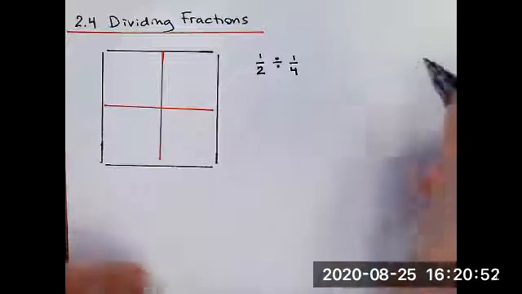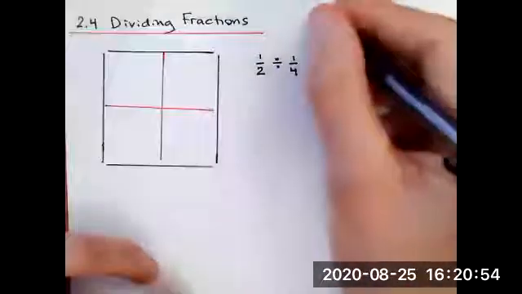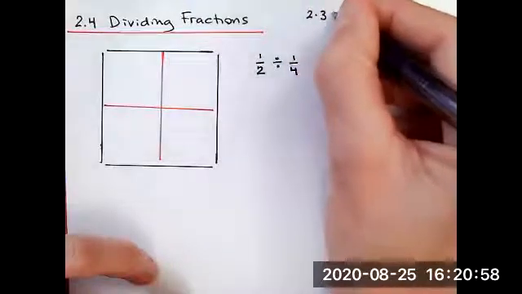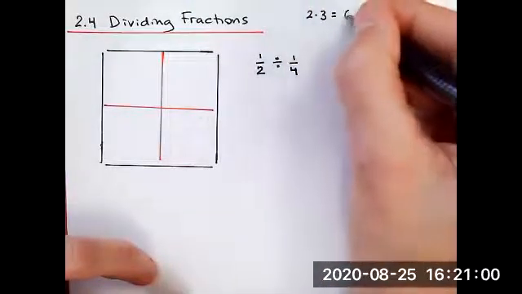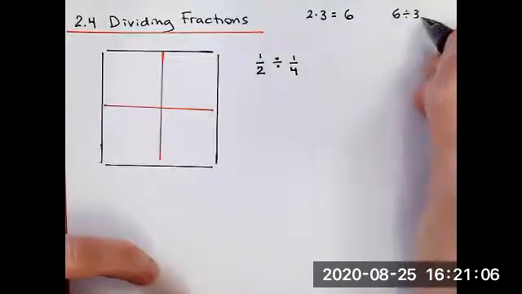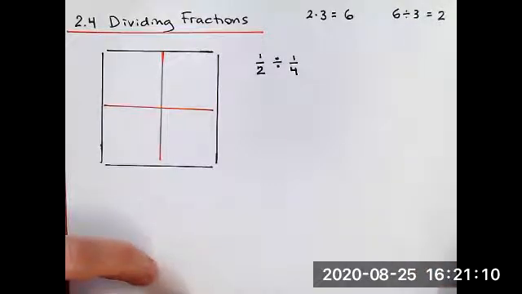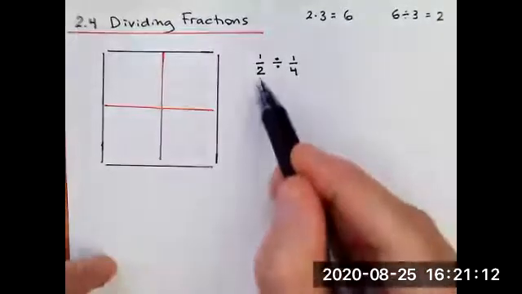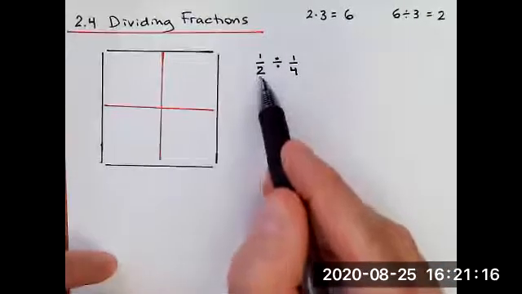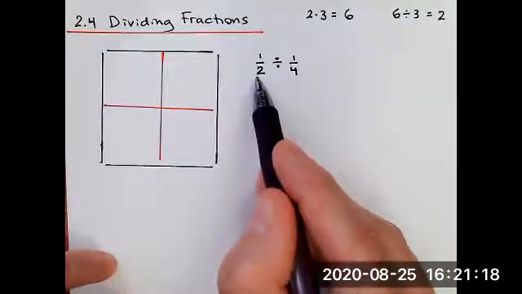Dividing fractions. Okay, let's go back to multiplication. 2 times 3 is equal to 6. When you divide 6 by 3, you're saying how many 3's are in 6? That's 2. 1/2 divided by 1/4, you're saying how many 1/4 are in 1/2?